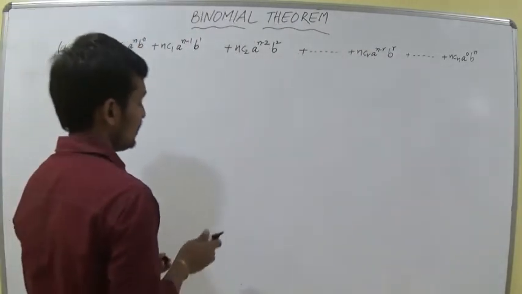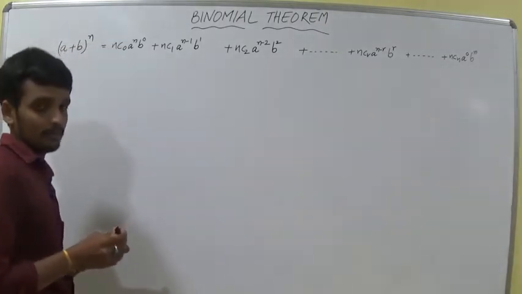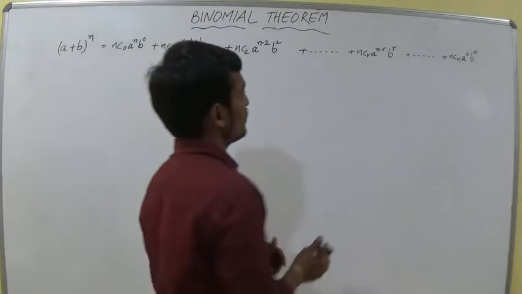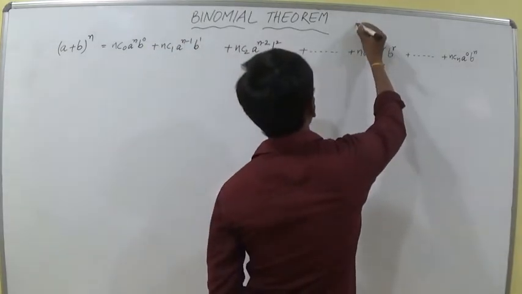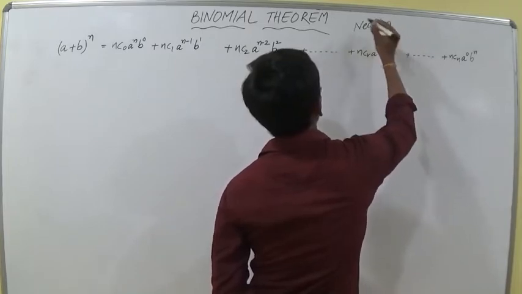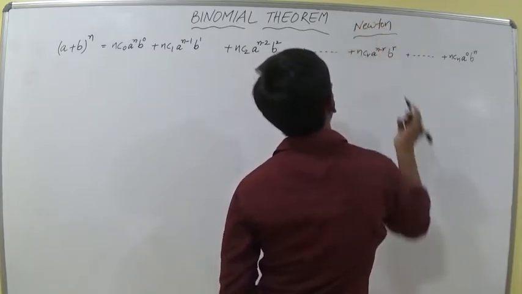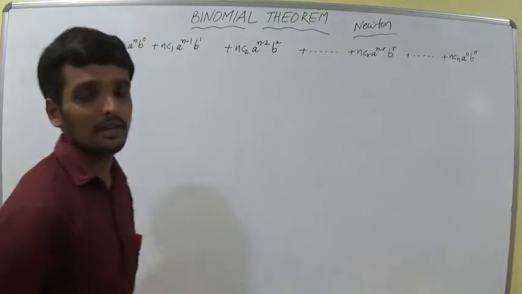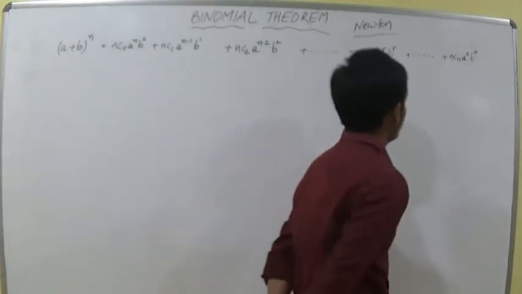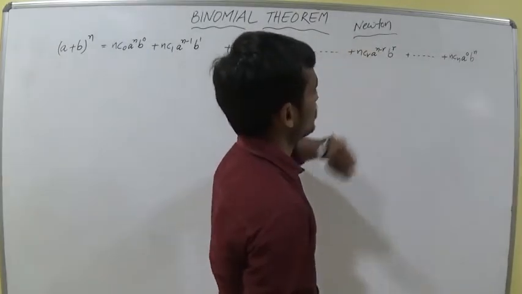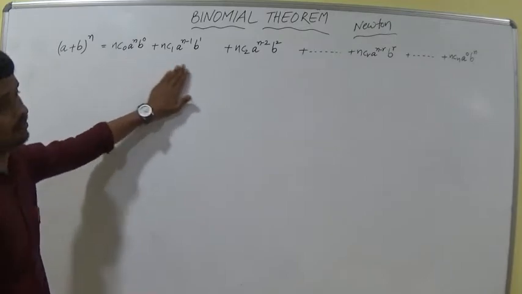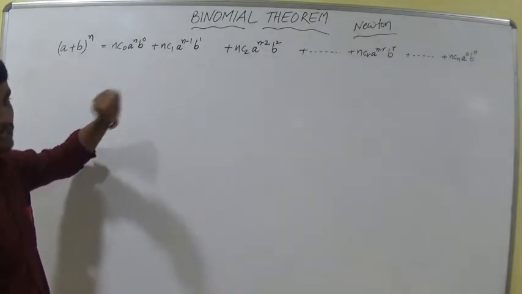So observe carefully. This is the binomial theorem. The binomial theorem was introduced by Isaac Newton, the mathematician, who was also a physicist. This is somewhat long. This is the formula and this is the general form.